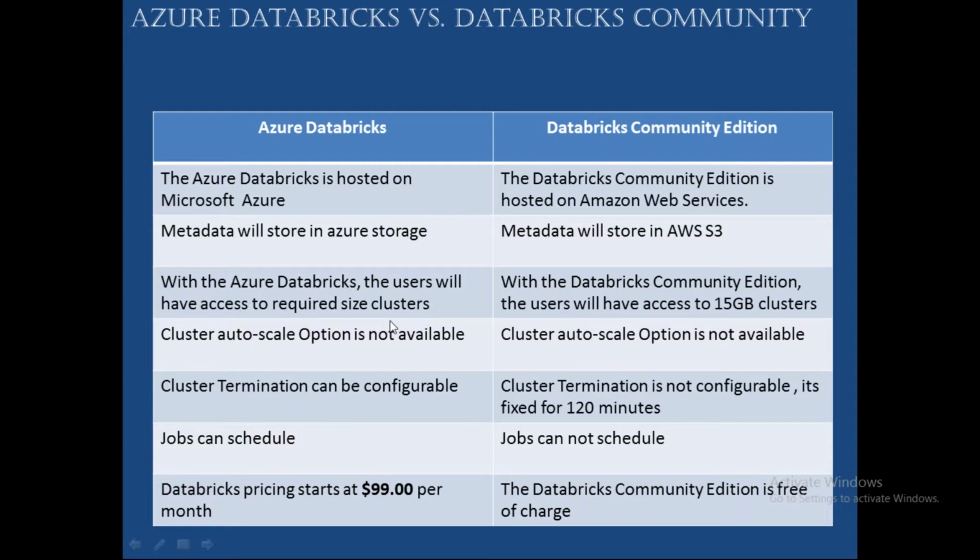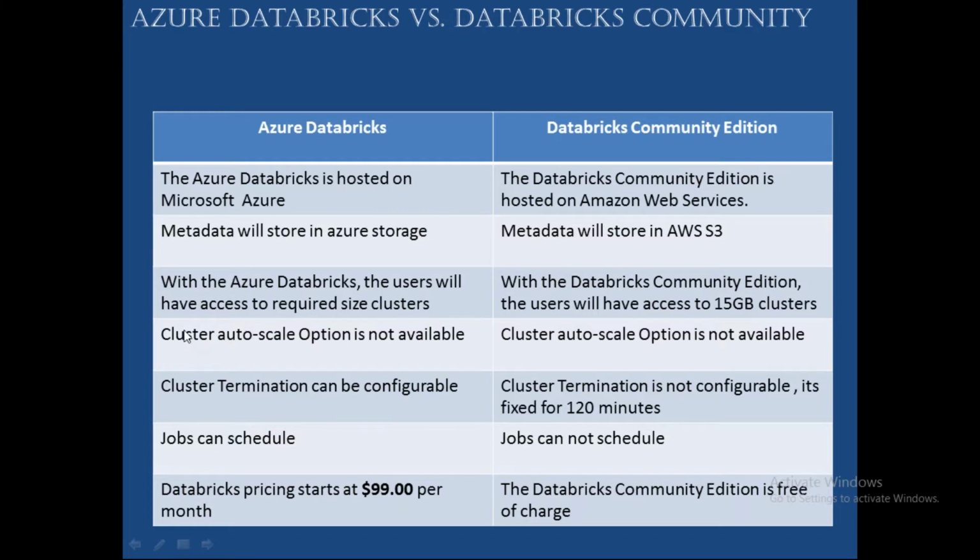With Azure Databricks, the users will have access to a required size cluster. What it means is we can decide the number of worker nodes, whether we want to enable auto scaling or not, and if we enable auto scaling, how many minimum nodes and maximum nodes we want, and what size of nodes, whether we want 8 cores and 64 GB servers, or 16 core 128 GB servers. All options users can decide. But with the Databricks Community Edition, the users will have access to a 15 GB cluster. It's not more than this, and you cannot decrease it. It's fixed, meaning only one server, and that server will have 15 GB memory.